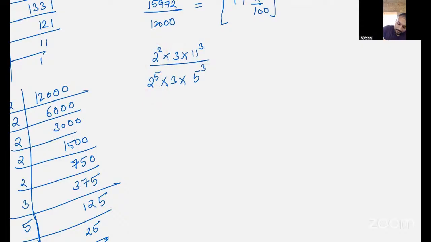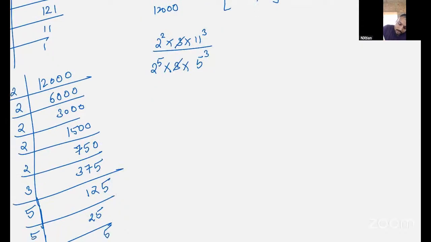So it will become, we'll do one thing, this and this will cut, okay, and this will become like this, 2 into 2.